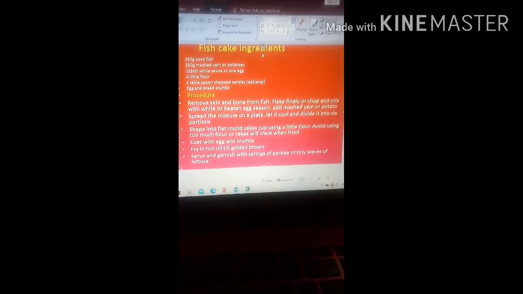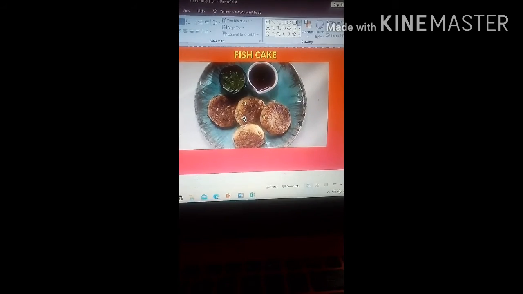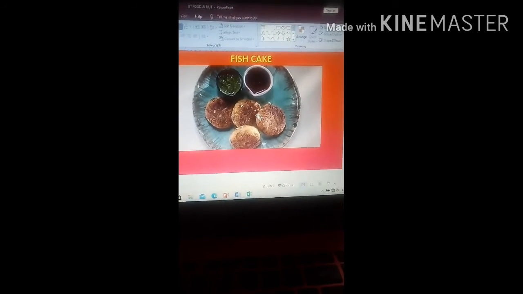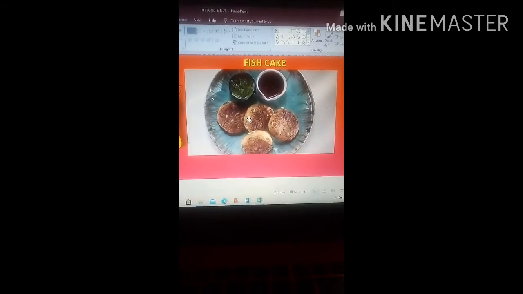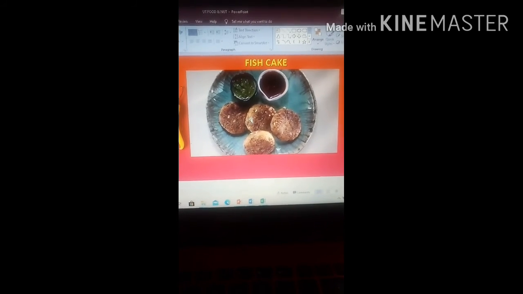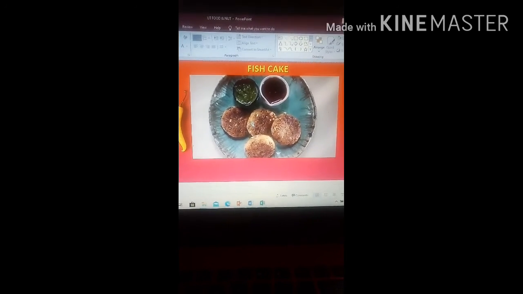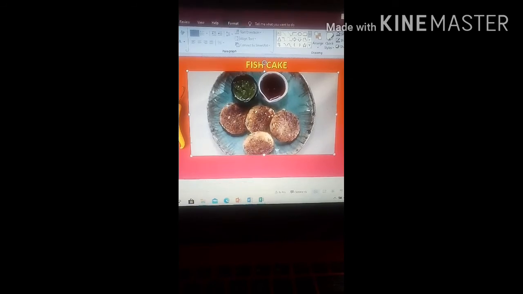So let's see how fish cake looks. This is fish cake. This is fish cake. So you can actually use fish to make cake. So this is another exciting fish dish. That will be the end of today's class.